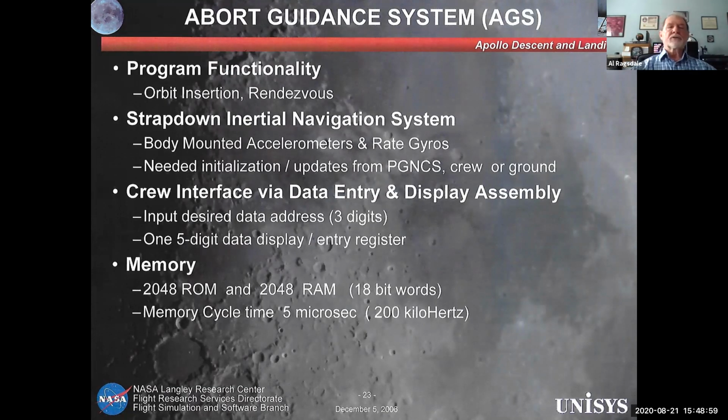It had a strapped-down inertial navigation system, which means body-mounted accelerometers and rate gyros, and it just calculated its attitude by integrating how fast it was rotating and integrating accelerometers. But you had to initialize it, either from the ground typing in numbers or from the ground. It had to be initialized to know where to start integrating from. It had 2K of ROM and 2K of RAM, 18-bit words. So that's about 4K of modern memory. Everything it did, it had to do within that.